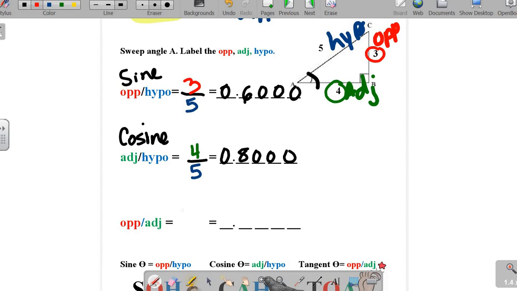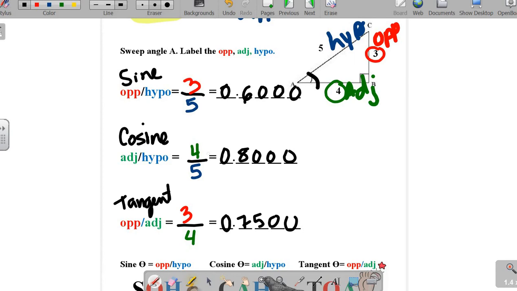Opposite, in this case, would be 3 over adjacent, in this case, would be 4. 3/4 of $1 is 75 cents. In this triangle, that's called the tangent ratio.